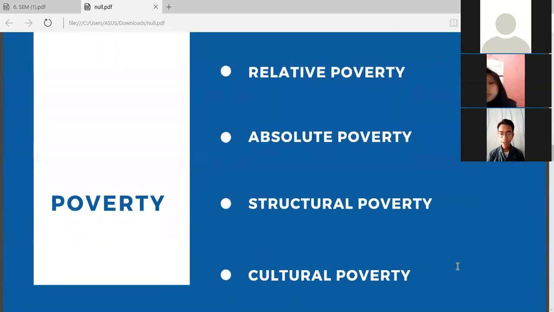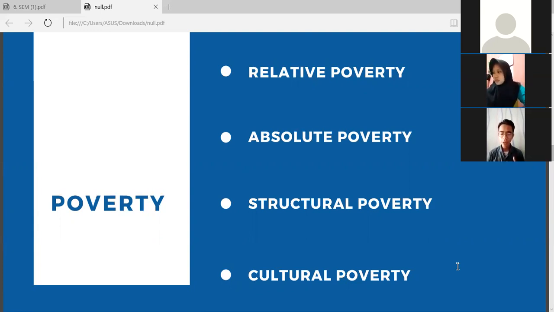The next slide is the poverty. The first is relative poverty. Relative poverty is a condition of poverty due to development policies that have not been able to reach all levels of society, causing inequality in income distribution. The second is absolute poverty. Absolute poverty is determined based on the inability to fulfill minimum basic needs such as food, clothing, housing, and others. The next is structural poverty.